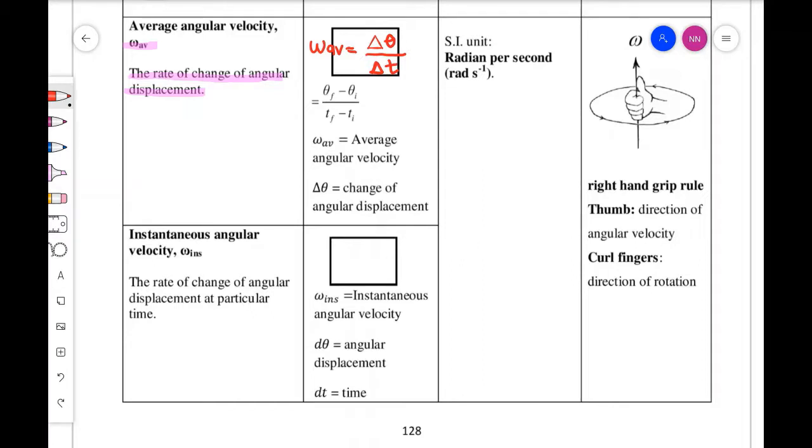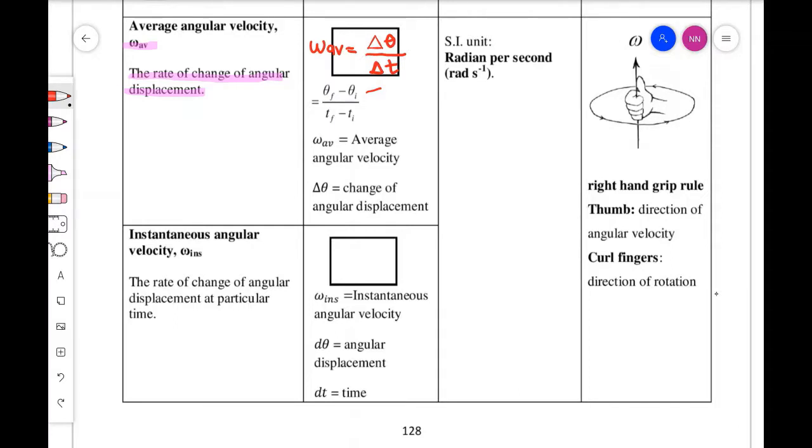Delta theta is theta final minus theta initial. Theta final is angular displacement final, theta initial is angular displacement initial, and delta t is the time interval. The SI unit for angular velocity is radian per second.